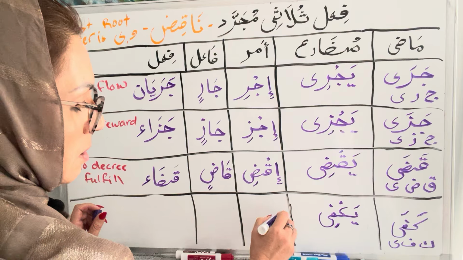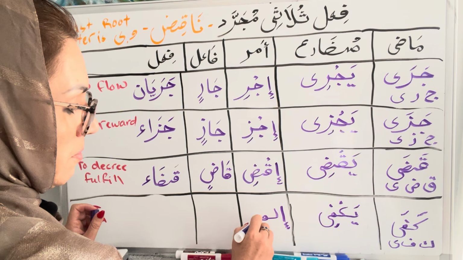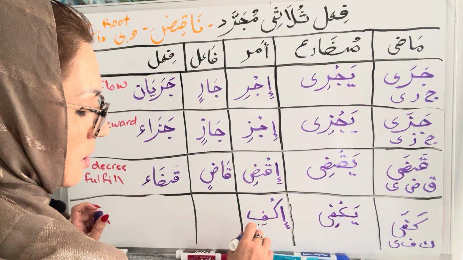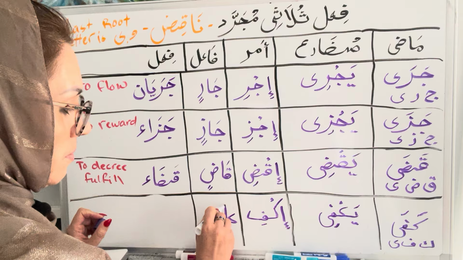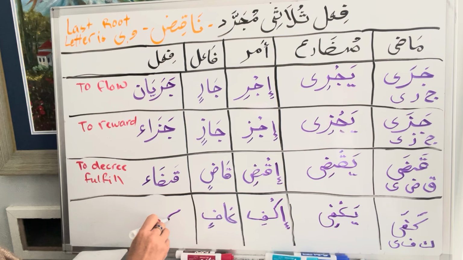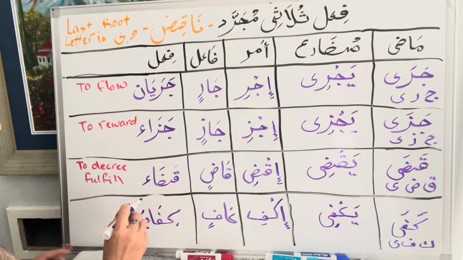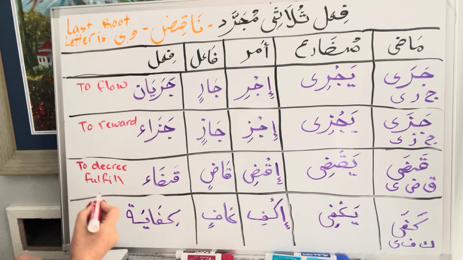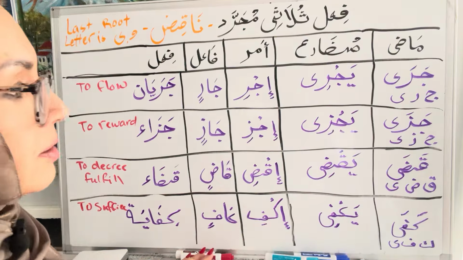Yakfi. Ikfi. And then kafin. And then kifaya. Kifaya. This means to be sufficient, to suffice, to be enough. Kifaya. So that means all of that.